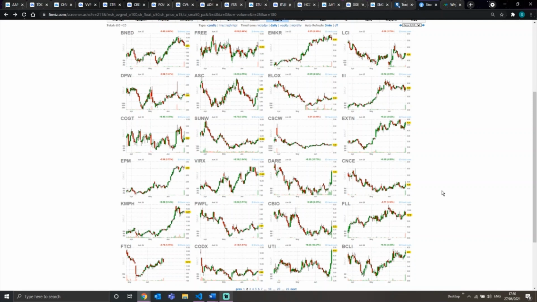How was FLL looking? FLL was a channel on here. I broke it up here. ELOX, higher lows. ELOX seems to be in a positive channel towards the bottom of it. ELOX, CODX, and VIRX. So we've got three different ones so far.